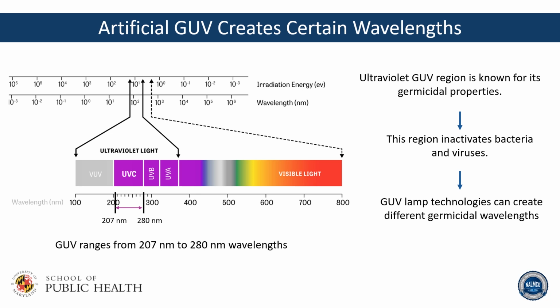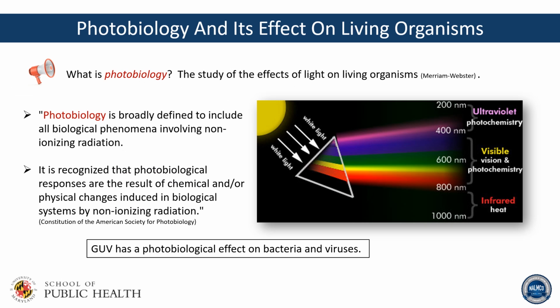So what can be done is GUV lamp technologies can create these different germicidal wavelengths, and depending on the GUV lamp technology, specific wavelengths can then be generated. Before exploring the lamp technologies, let's have a look at photobiology and its effect on living organisms.